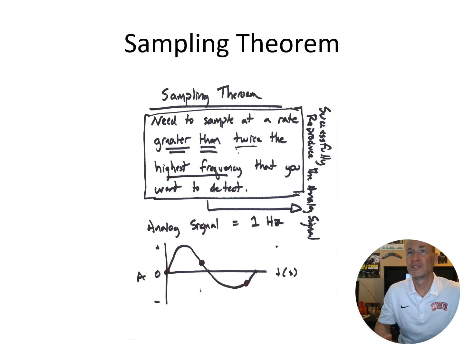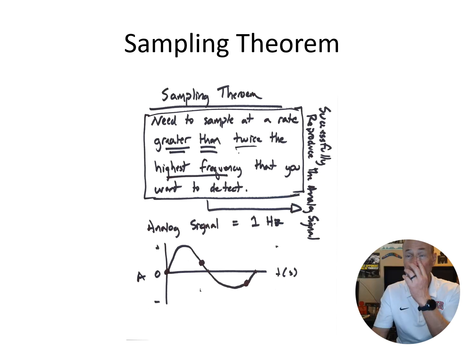All right, so what does this mean? This means that if I want to detect a signal that is 1 hertz, I need to be able to sample at a rate greater than 1 hertz. So I have to sample at something like 2 hertz. All right, or it has to be greater than twice the highest frequency we want to detect. So if I have a 1 hertz signal, I need to sample at something greater than 2 hertz. So 2.1 hertz or 2.5 hertz or 3 hertz or 5 hertz or 10 hertz. Any of those will actually allow me to reproduce the analog signal successfully.